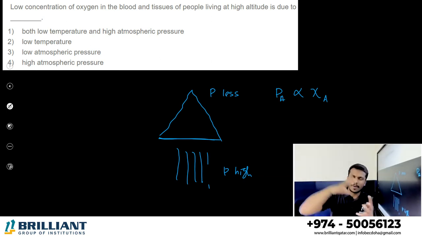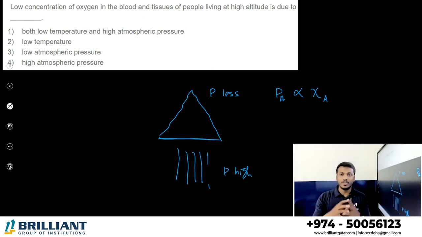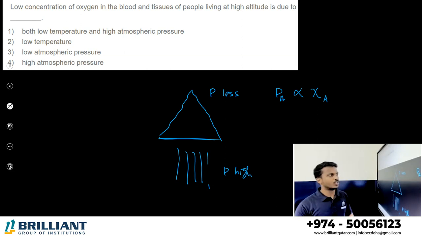What is Henry's law? If you apply more pressure on the gas over the solvent, you can dissolve more gas in that solvent. For example, a Pepsi bottle: more carbon dioxide is dissolved in the liquid under high pressure. When you apply high pressure, more gas you can dissolve in your blood or whatever the liquid. So why do people living at a high altitude, or climbing a mountain, feel the lack of oxygen? Because at a high altitude, atmospheric pressure is lesser already. Less pressure means less oxygen can dissolve in your blood.